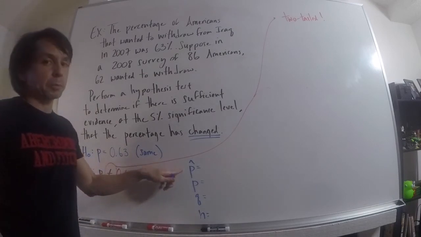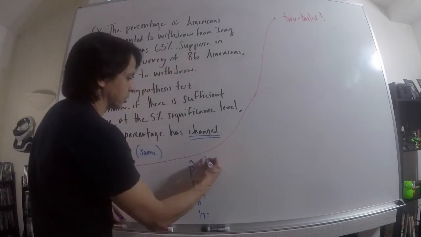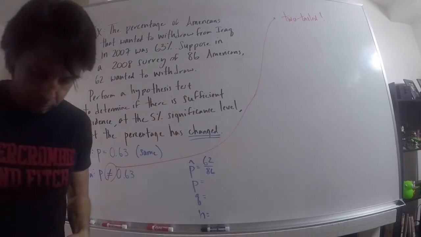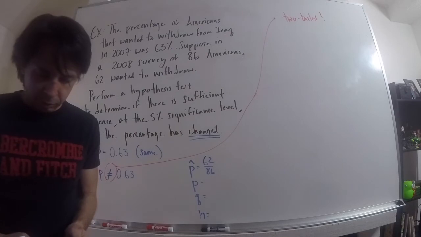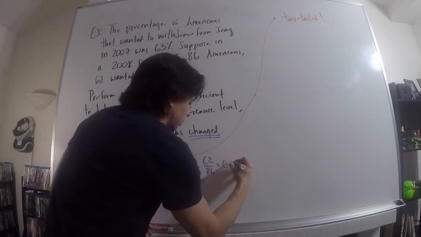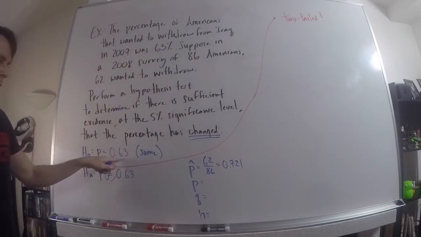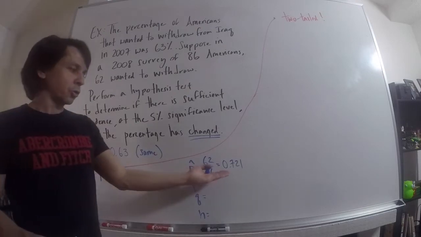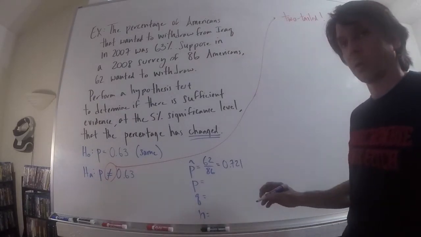All right, p hat. It's my sample proportion, so I have to compute it this time. 62 out of 86. And I got 0.721 when it rounds. That does seem different from the 63%. Looks like it's different, but is it different enough for us to conclude that it has changed? Or are we going to attribute that to random variation? It depends on whether we reject or not reject the null.